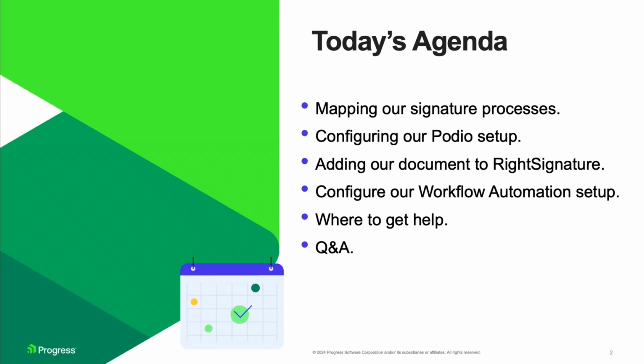So when it comes to not just signature workflows, but any kind of workflow that we're looking at staging inside of Podio and Podio Workflow Automation, we always want to map out and think ahead of our process, right? What is it we're trying to achieve? What are the steps in the process, and what do we need that to look like? So I've gone ahead and done that for a couple scenarios that we'll go through live in today's webinar.